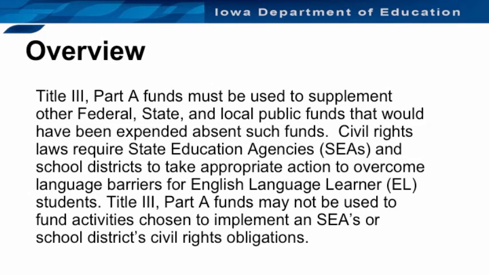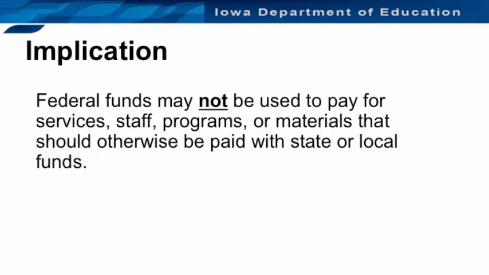As an overview, Title III Part A funds must be used to supplement other federal, state, and local public funds that would have been expended absent such funds. Civil rights laws require state education agencies and school districts to take appropriate action to overcome language barriers for English language learners. Title III Part A funds may not be used to fund activities chosen to implement an SEA's or school district's civil rights obligations. The implication of this all is that federal funds may not be used to pay for services, staff, programs, or materials that should otherwise be paid with state or local funds.